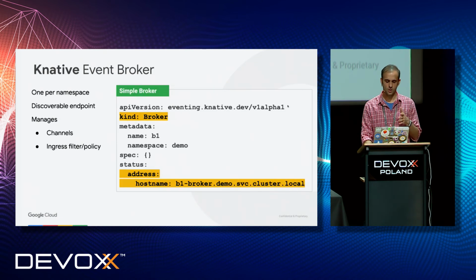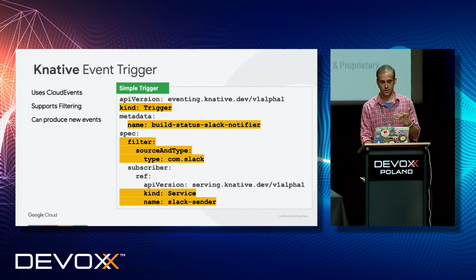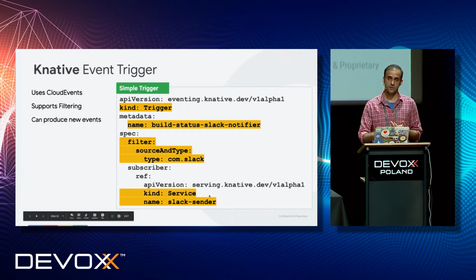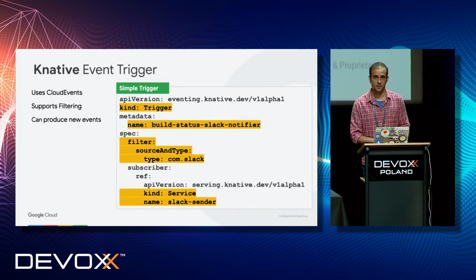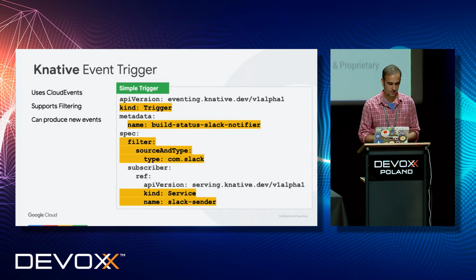And then the broker, we already mentioned, is one per namespace. Then it goes to a trigger, where you can do some kind of filtering if you want, for the type of messages that you want to filter. And then you have a subscriber, which is basically a Knative service that's defined. And that's it, really. From then on, your service will keep receiving the messages.